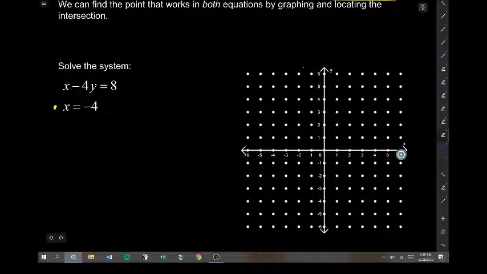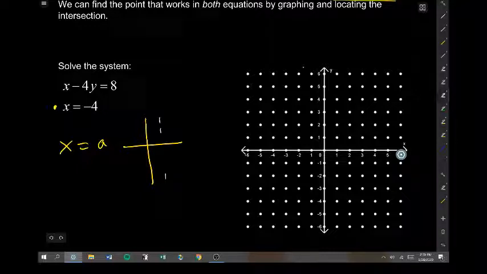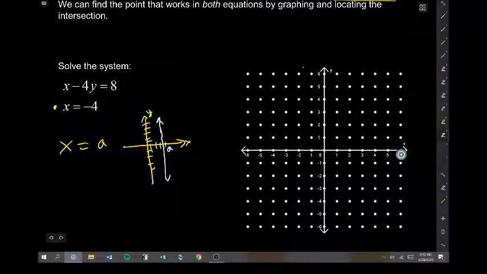This is x equals. If you have an x equals something, like say it was x equals a, that is going to graph as a vertical line at wherever a is. It's like if this is point A right here, that's an x equals equation. X equals graphs with a vertical line, not a horizontal line.